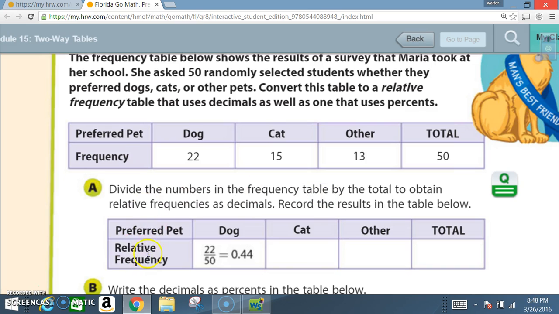So they showed you how you're going to compute your relative frequency for the dog. So what they did was they took 22 and divided it by 50. And that's what they said to do, to divide it by the total. So 22 divided by 50 comes out to be 0.44. So now you do the same thing for cat, and you do the same thing for other.